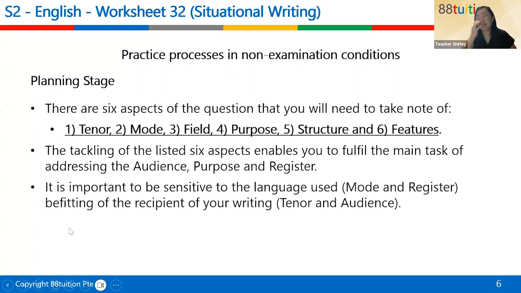Now there are six aspects of the question that you will need to take note of: tenor, mode, field, purpose, structure, and features. We will talk about all this later. These are the six aspects that will help you to fulfill the main task of purpose, audience, context and register. It is important to be sensitive to the language, which is your mode and your register, befitting of the recipient of your writing, which we will then look at as the tenor and the audience.